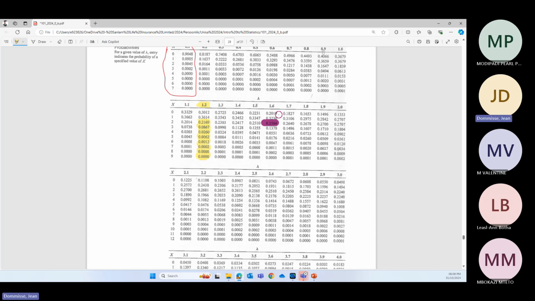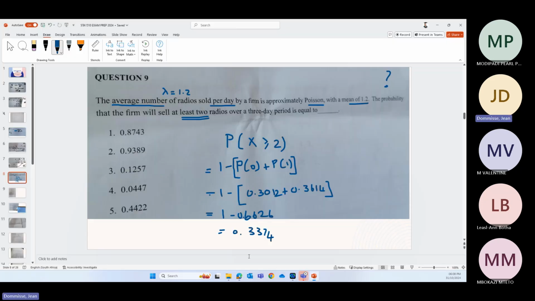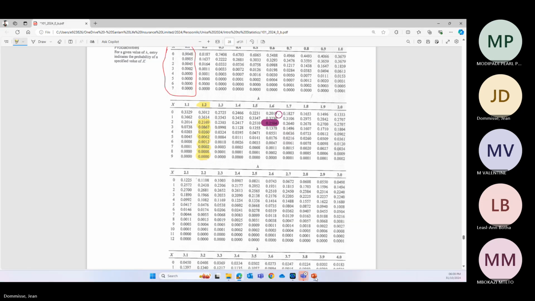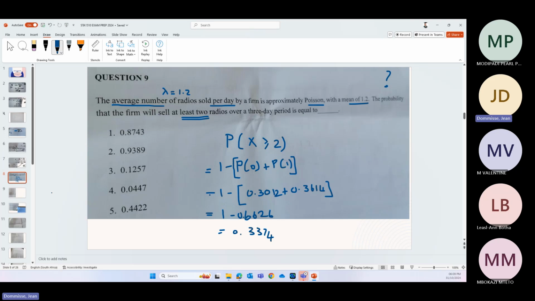So let me go and check for you on this one, but this is how we would have worked it out. Okay, so I will just check this one for you guys and come back to you on this. But this is how you would have worked it out.